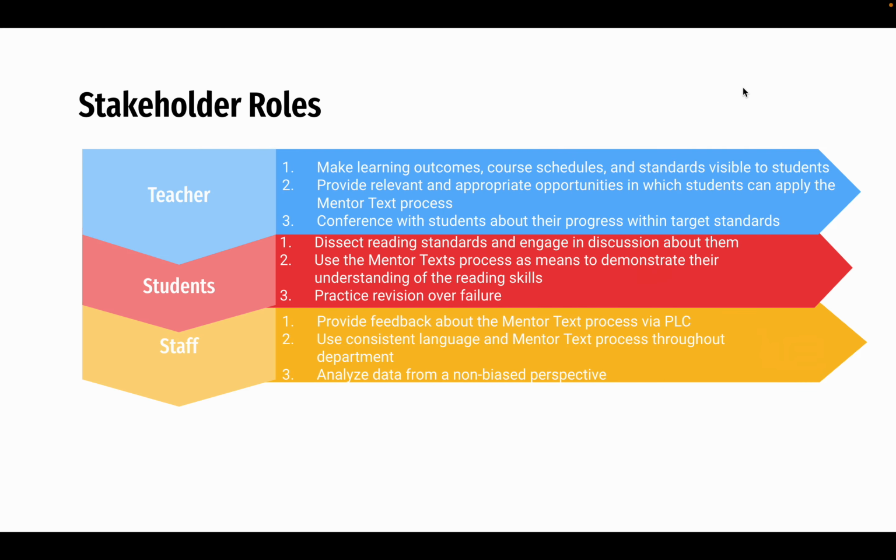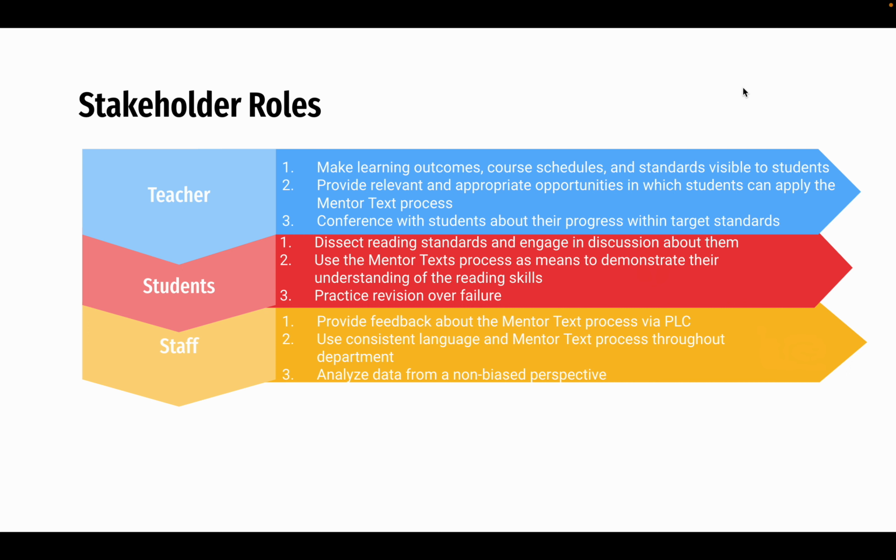Stakeholder roles. My role as a teacher, after compiling all of this research, is, first, to make learning outcomes, course schedules, and standards visible to my students. Second, provide relevant and appropriate opportunities in which students can apply this process. Third, conference with students about their progress within the target standards.